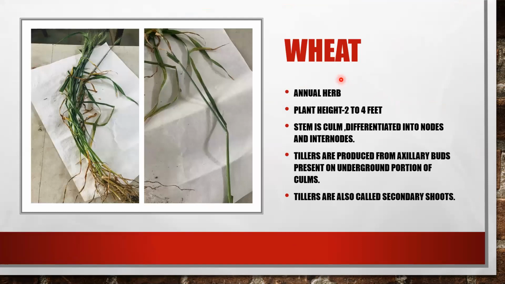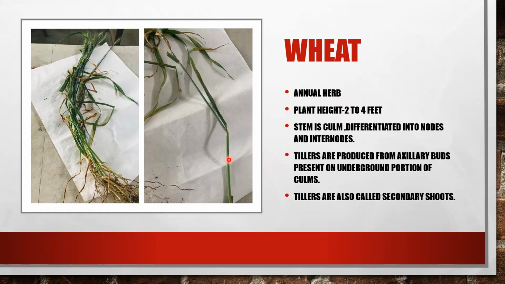Now, wheat is basically an annual herbaceous plant. Plants which are soft and green in color are called herbaceous plants. Plants which complete their life cycle in one season are called annual plants. Usually we grow semi-dwarf varieties of wheat and its height varies from 2 to 4 feet. The plant is differentiated into stem, root and leaves.